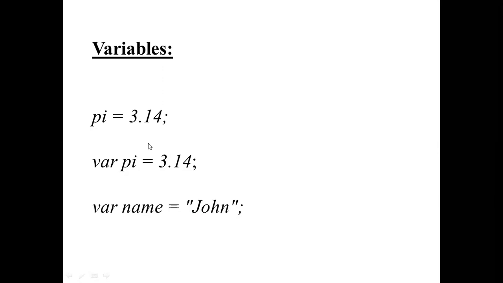That means the type of a variable is dynamically decided at the runtime based on the value assigned. Suppose we assign the value 3.14, the data type of pi is number. If you assign John, the data type is string. Why? Because JavaScript is a dynamically typed language, or loosely typed language.